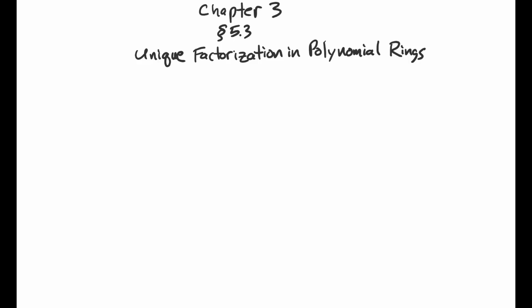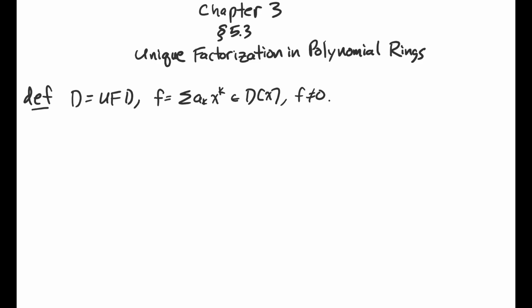All right, welcome! Today, Chapter 3, Section 5.3, Unique Factorization in Polynomial Rings. And a large part of the purpose of this section is to study the interplay of the idea of irreducibility in something like Z[x] versus something like Q[x]. All right, let's start with the definition.